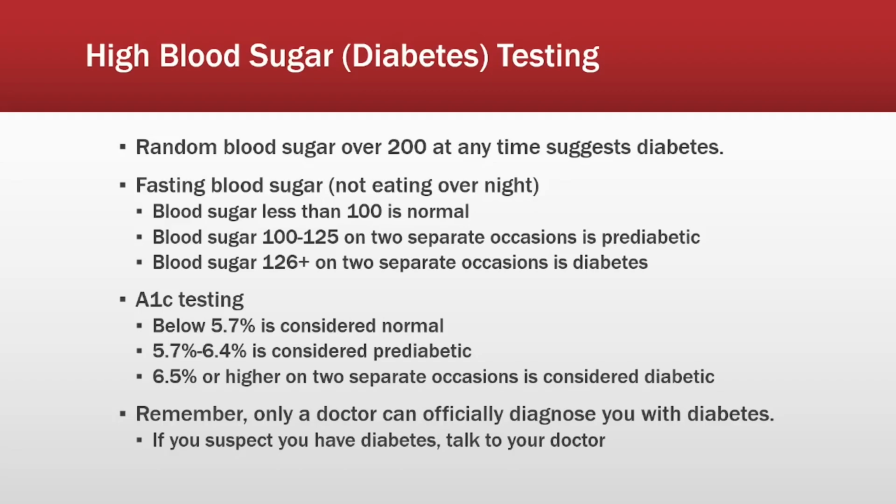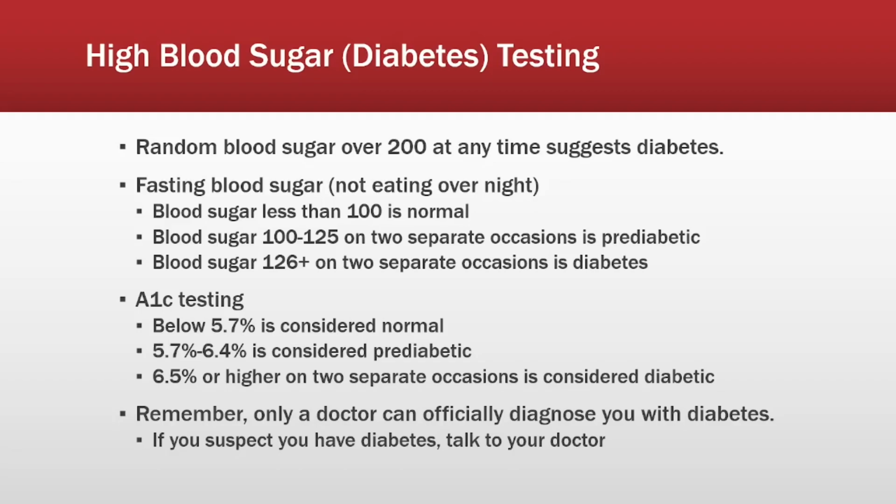Anything from 100 to 125 on 2 separate occasions is considered pre-diabetic, and that would be fasting. If you eat, then it's going to potentially go up into those levels, so that doesn't count. It has to be fasting. And a blood sugar of 126 or higher on 2 separate occasions would be considered diabetes. But like I said, you're not going to be able to diagnose that yourself. That's something you'd have to talk to your doctor about.